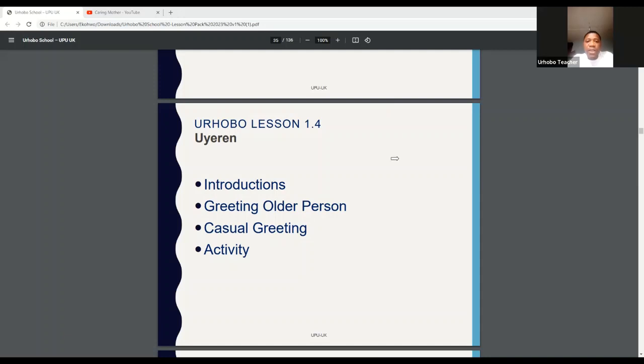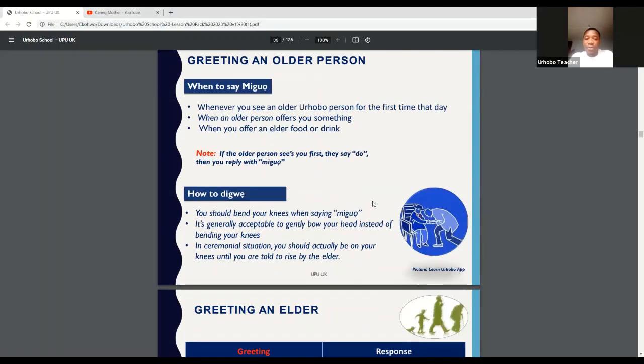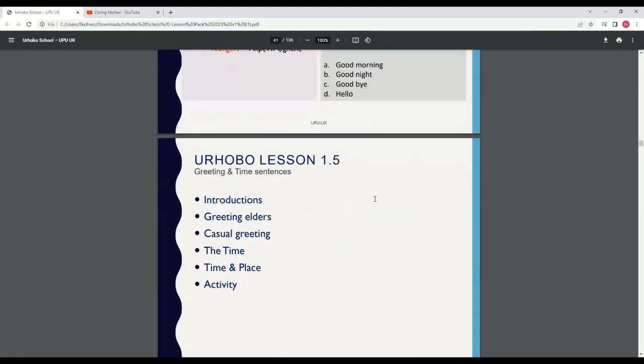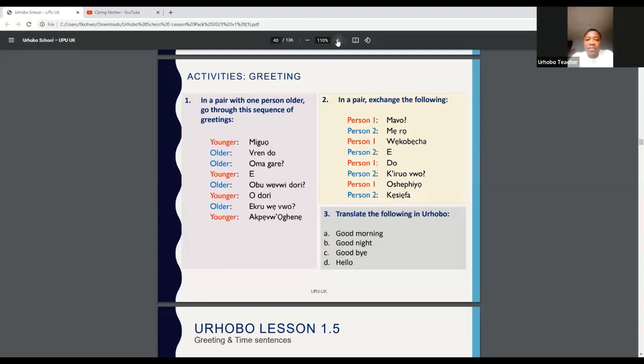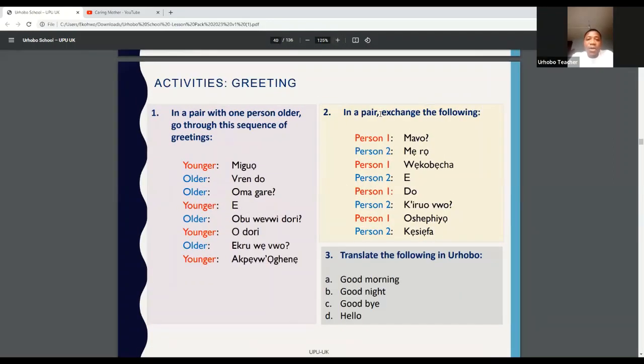So greetings from older person, the casual greetings, and then the activities. I want us to see the activities first so that we know where we are going. So this is the first activity, activity 1. Form a pair. When the time reaches, I will let you know.